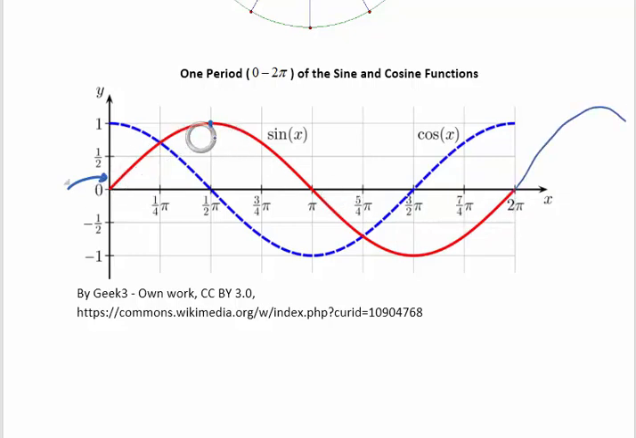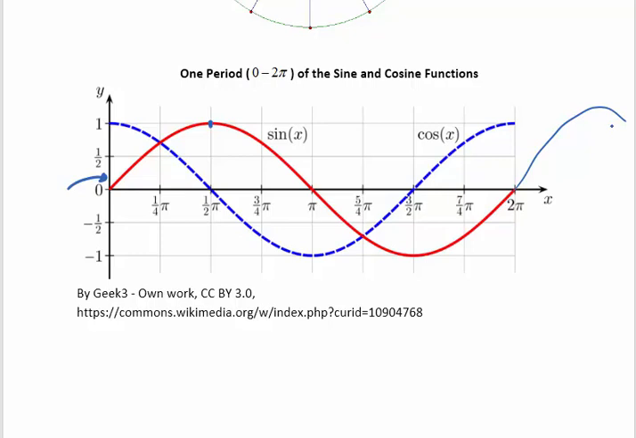So sine is a periodic function, and we would say the period of the sine is 2 pi, because after every 2 pi, the function starts to have repeating values, and it repeats the same graph or the same values here.